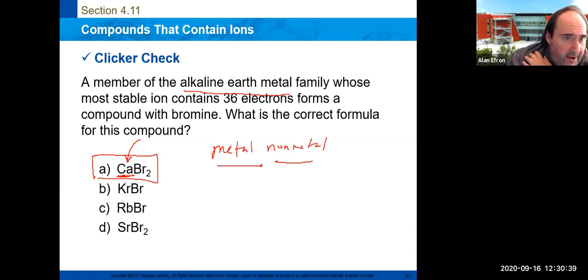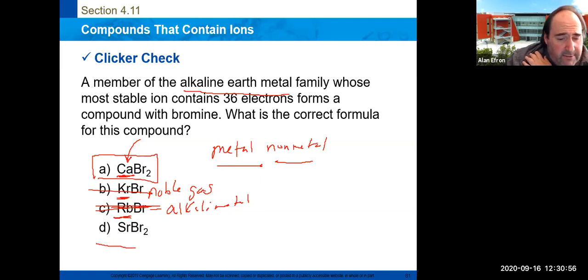The next one would be Kr. Krypton is a noble gas, which would mean probably not the right answer. Rb, rubidium, is group 1, which is an alkali metal, so probably not the right answer either. Strontium is also an alkaline earth metal. So we do have a choice between these two guys.